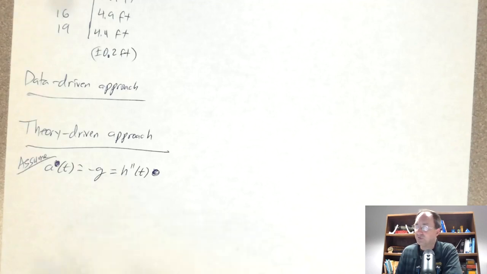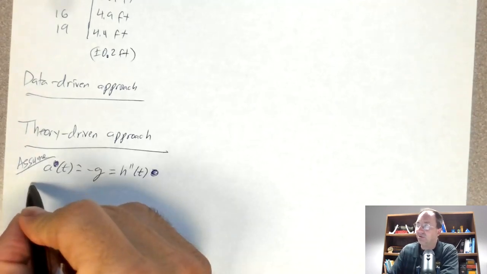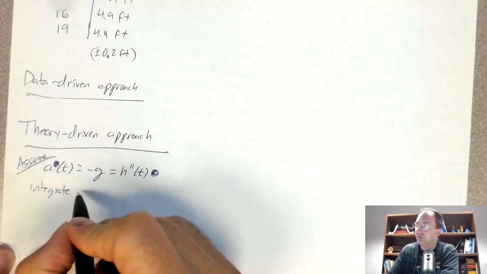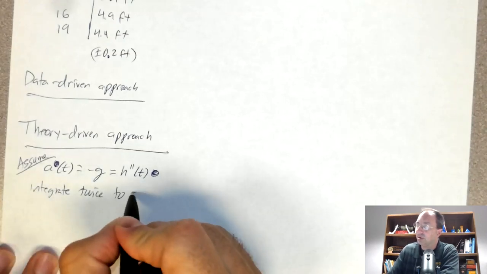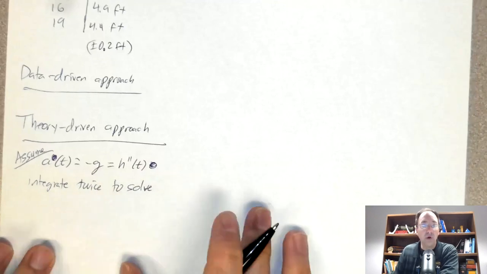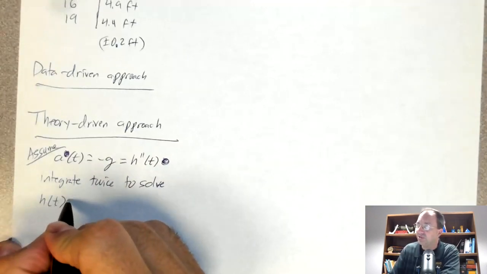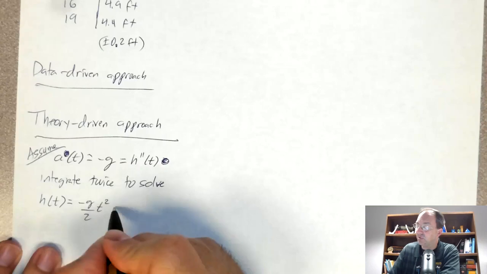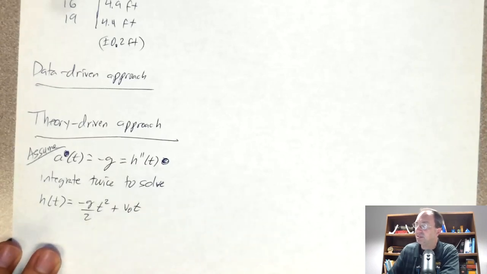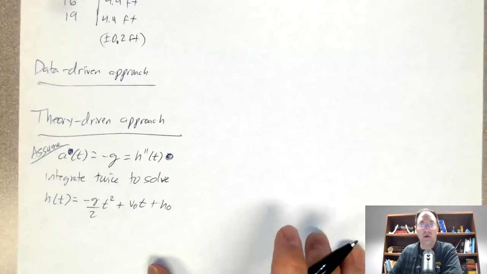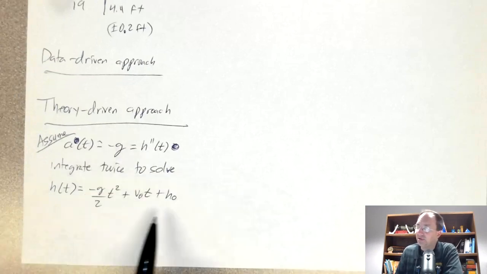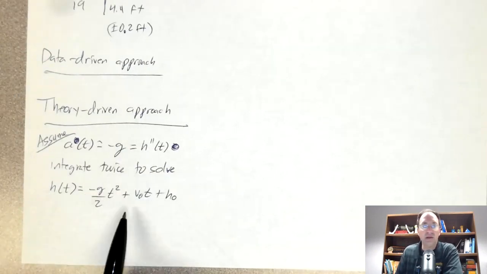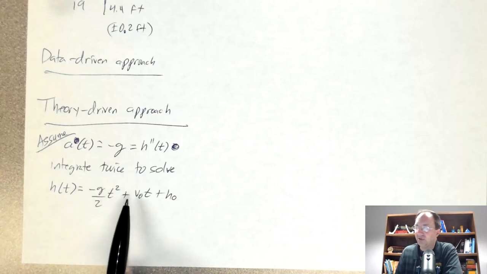Now, the nice thing about this is once we have this, then we can integrate twice to solve for h. Now, I won't get into all the details, but if you do that integration twice, and we've seen this formula before, we get gravity divided by 2 times the time squared plus some initial velocity times time plus some initial height. And notice the nice thing about the theory-driven approach is that we have completely solved for a model and we haven't needed to use data for any reason.